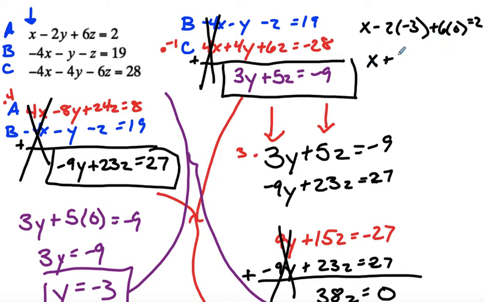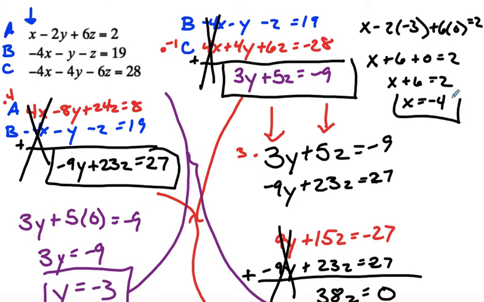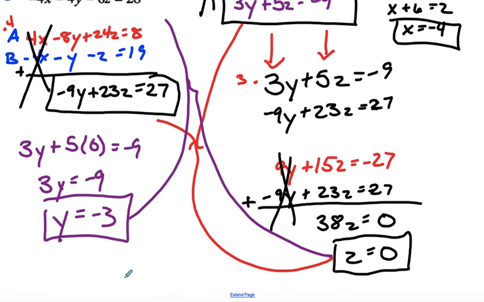So I have x plus 6 plus 0 equals 2, or x plus 6 is 2, which means x is negative 4. So my final solution is written as a 3-piece coordinate, so the x value always goes first, y value always goes second, and the z value always goes last, so like in alphabetical order. There we go. So that would be the solution to your system.